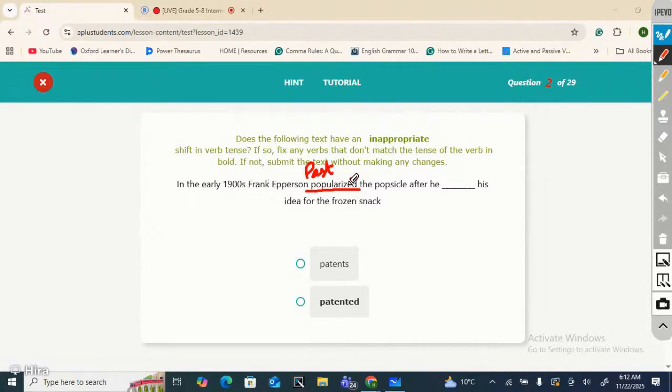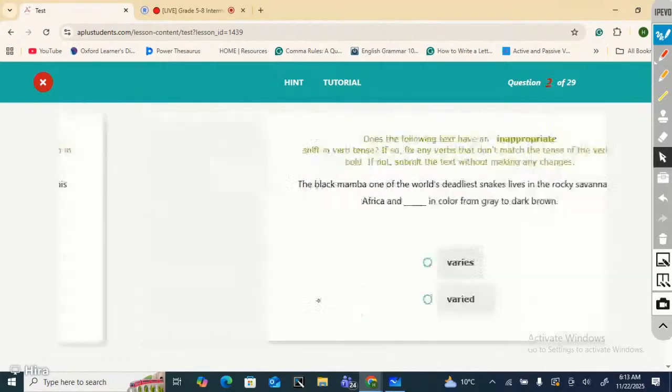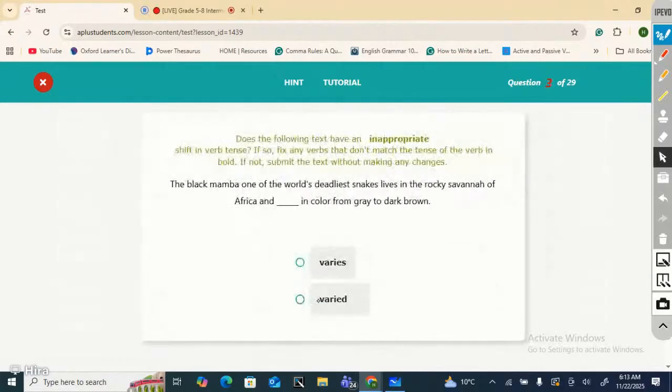In the early 1900s, Frank Epperson popularized the frozen snack after he patented his idea. Because the word patented ends in -ed, it is past tense. Patents ends in s, so it's present. We don't need a present tense verb because it would be an inappropriate shift in verb tense. We require a past tense verb, so option 2 is correct. Yes, ST, your answer is correct. It's option 2.